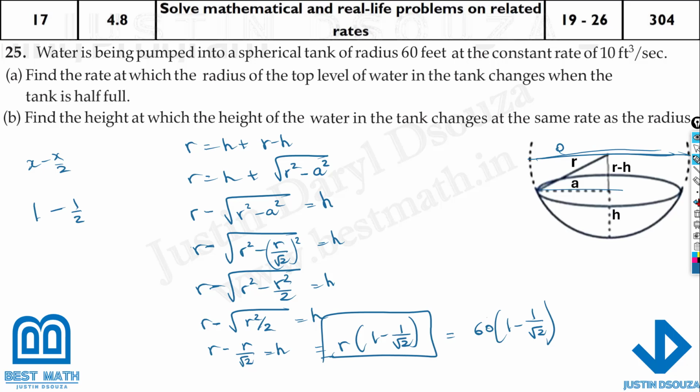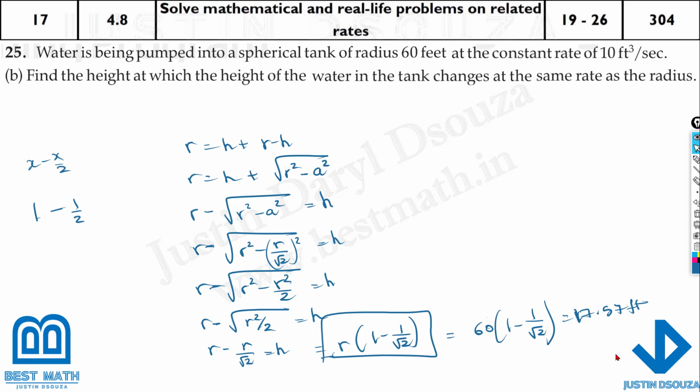I'll just put it back. I hope that's clear. If you have any doubts, please look at these steps. You can write them down. The answer is 17.57 feet. It's been a lengthy problem. I hope this doesn't come for your exam, but this is how we solve this.